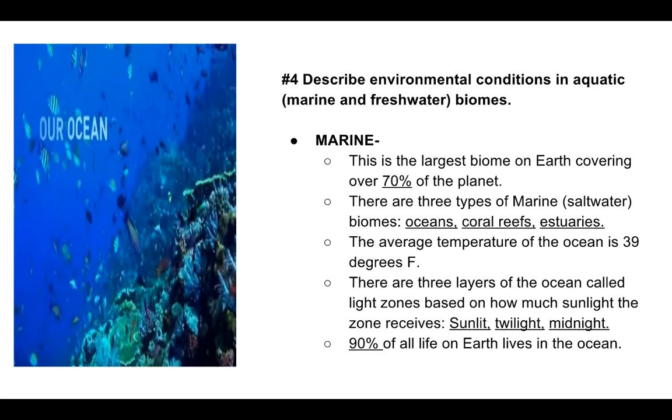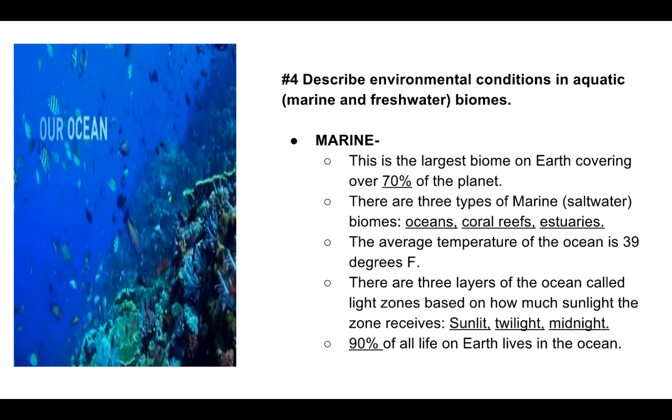All right, moving on to success criteria number 4. We're going to describe environmental conditions in aquatic, meaning water, marine and freshwater biomes. So marine is the largest biome on Earth, covering 70% of the planet. There are 3 types of marine, which means saltwater biomes. We have oceans, coral reefs, and estuaries.